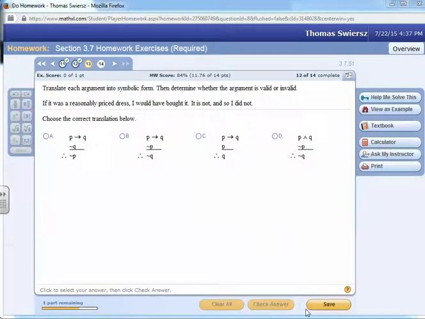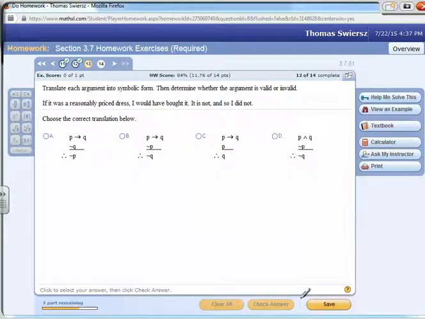Let's solve homework exercise number 13 from section 3.7. Translate each argument into symbolic form, then determine whether the argument is valid or invalid.